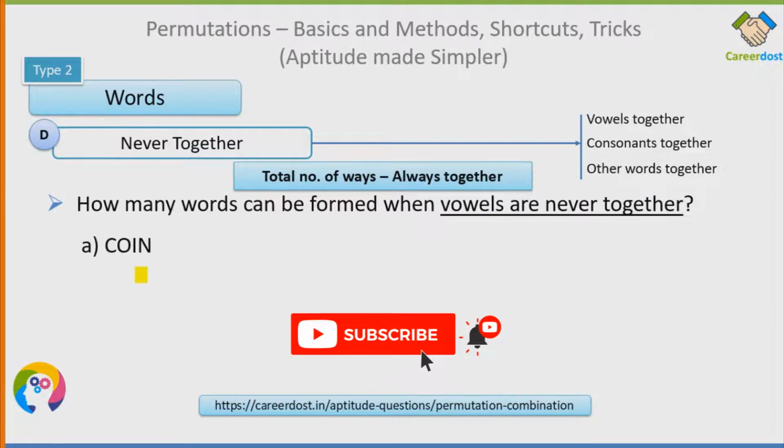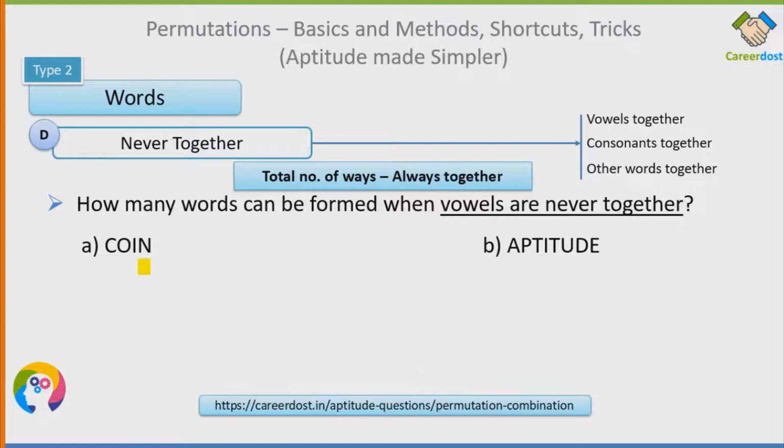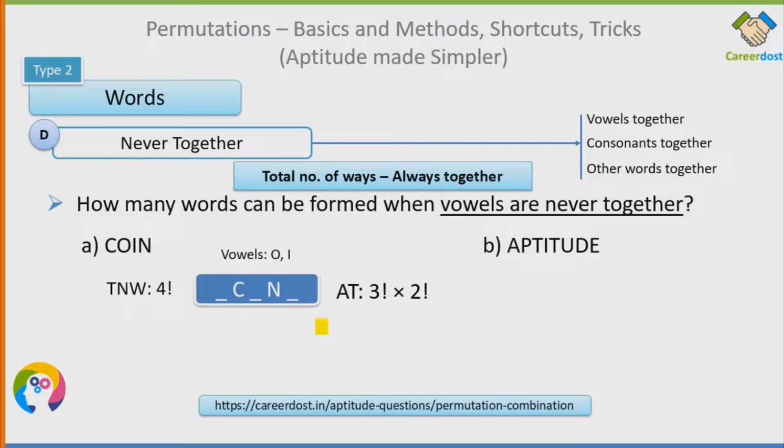So let's take an example. The example is coin and aptitude. So vowels are never together, and here the vowels are O and I. The formula here is total number of ways minus always together. So total number of ways in which the words can be formed will be 4 factorial. Now when the vowels are always together, the leftover letters, the consonants, are C and N, and they can be placed in 3 different places. 3 factorial into 2 factorial. So 3 places and 2 vowels.